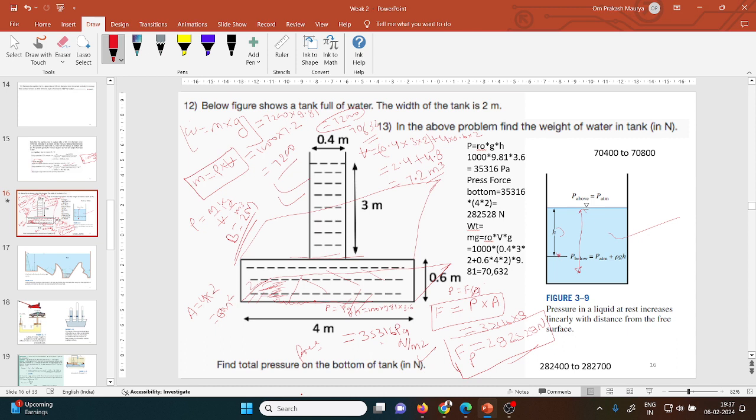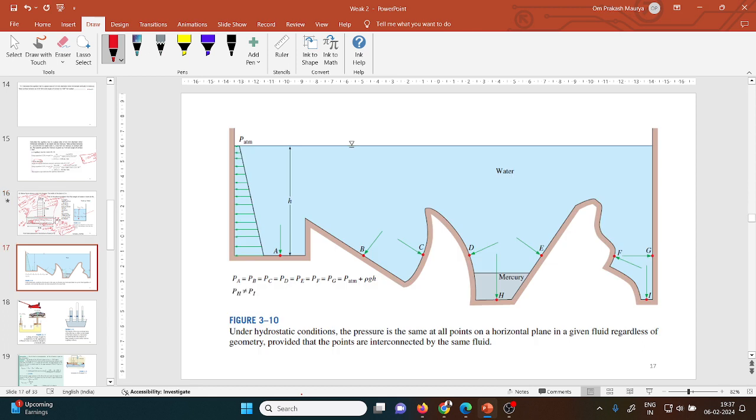So always remember. This type of analytical question you can expect in your assignment, or also in the GATE examination or other examinations. Now coming to a very important concept from fluid statics.